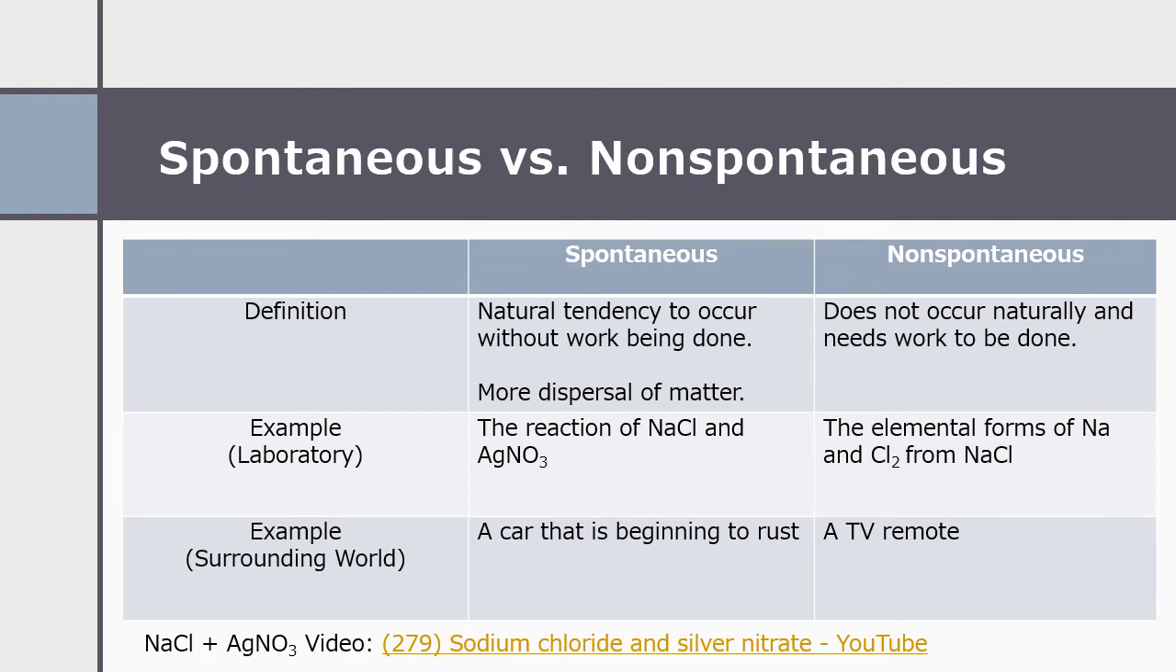Now, non-spontaneous does not occur naturally and does need work to be done. So that could be some type of electric current or heat added in order for this reaction to occur. An example within the laboratory would be obtaining elemental forms of sodium and chlorine gas from a solid sodium chloride block. With this reaction, electrolysis needs to be performed in order to get each element in its elemental form.